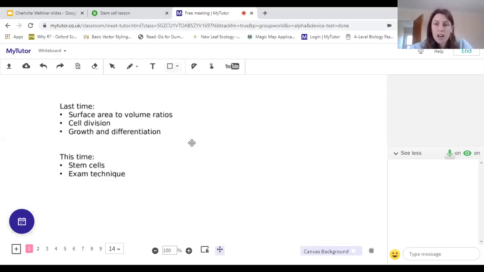Because we're reaching the end of that, I thought we'd do a bit of exam technique to introduce you to the different sorts of questions that you might get in an exam. And then on Friday, we're going to work through and do a bit of revision as well. So let's do today.